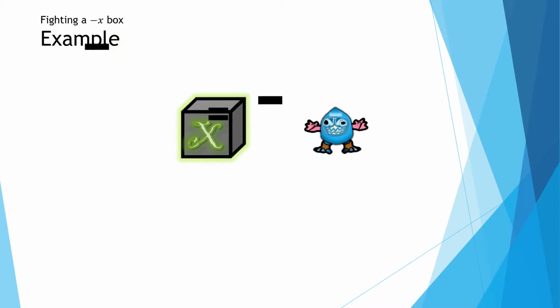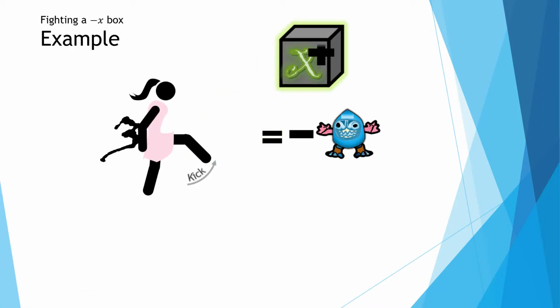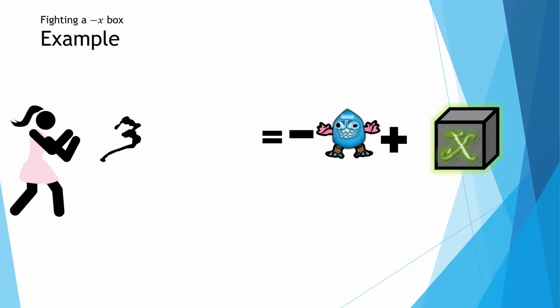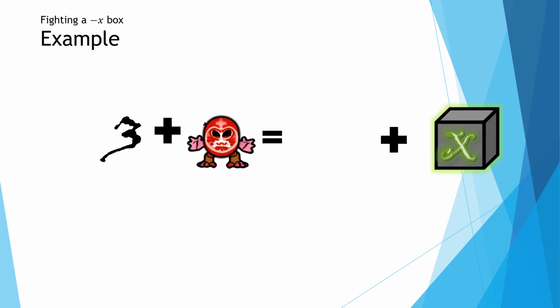Here's another approach to doing the same problem. Here's the initial problem. 3 minus x is equal to negative 7. And what I'm going to do is kick that x over to the other side, making it a positive x. And that is what we always try to solve for, positive x. I'm going to move that negative 7 over to the other side, making it a positive 7. And in the end, I have 3 plus 7. And so I know what that equals.